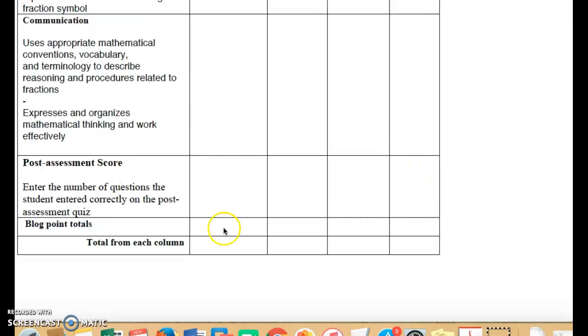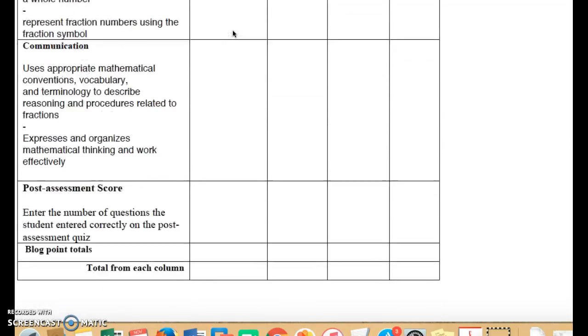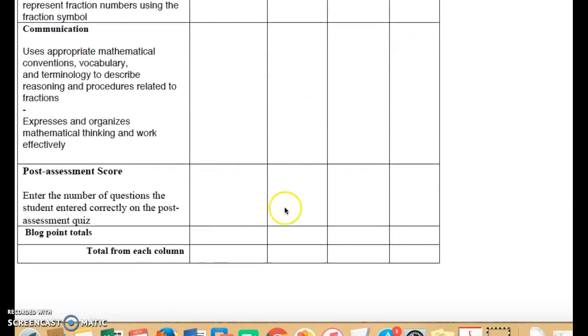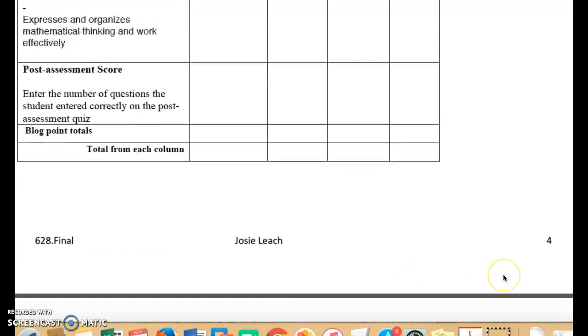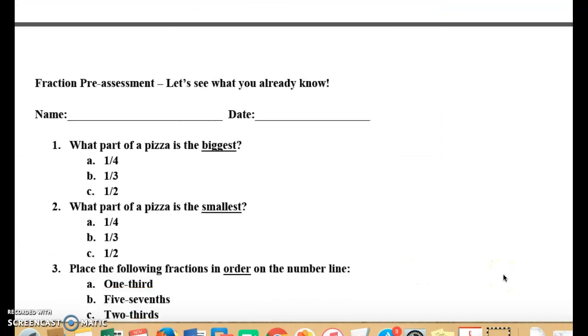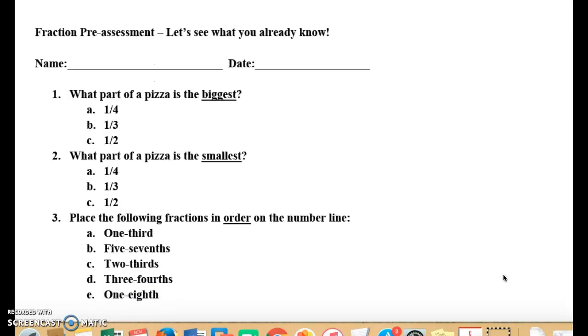And then these are the blog points from the peer review that would go here. I would assume I would use the grading rubric. I would add all the points in the rows down and then across, and then I would figure out the average score from there. And this is the pre-test, as I mentioned, just to see where the student is before the class.